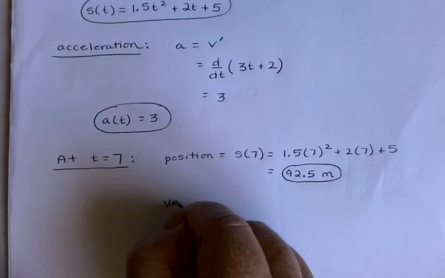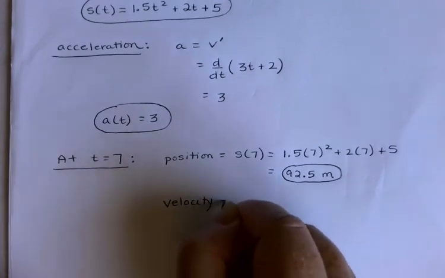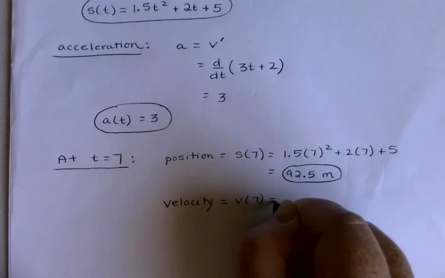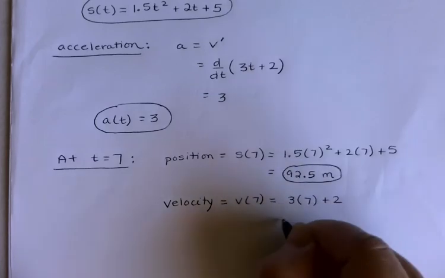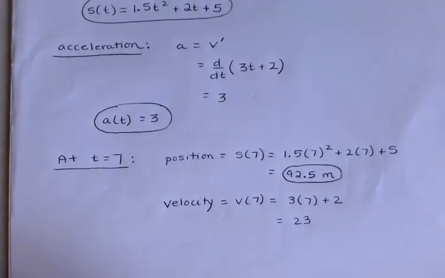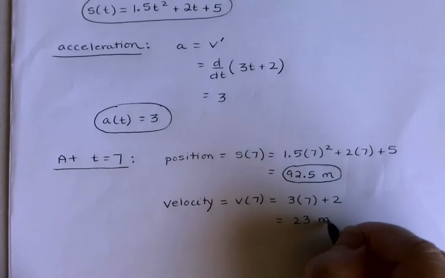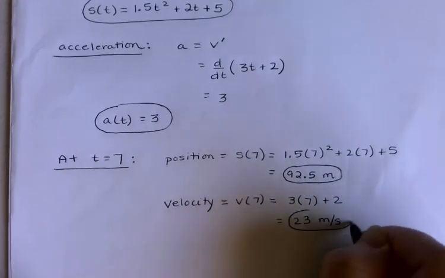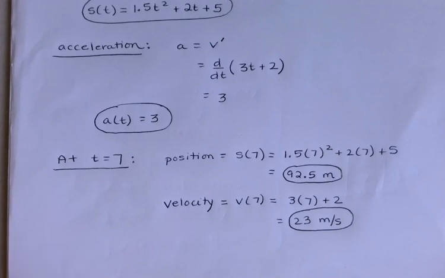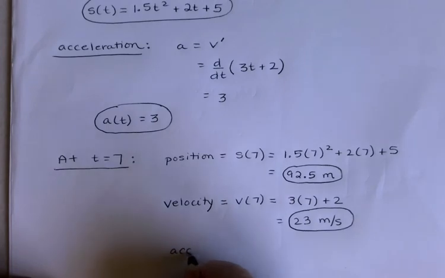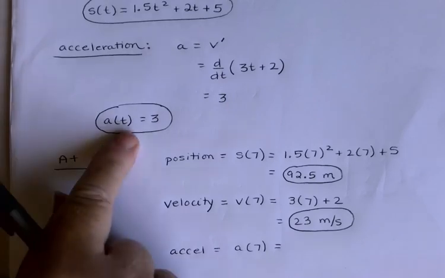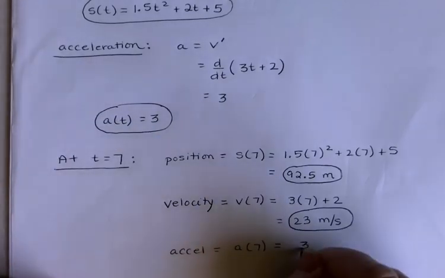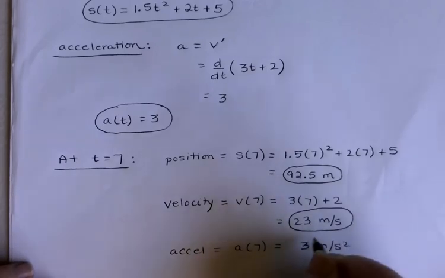Velocity. V of 7. V is the one they gave us, so 3 times 7 plus 2 would be 23. And since I've chosen meters here, that would be in meters per second. So at 7 seconds, this object is moving in the positive direction at the rate of 23 meters per second. And then finally, acceleration, a of 7. For our acceleration, the time actually doesn't matter. It's always 3, and that would be in meters per second squared.